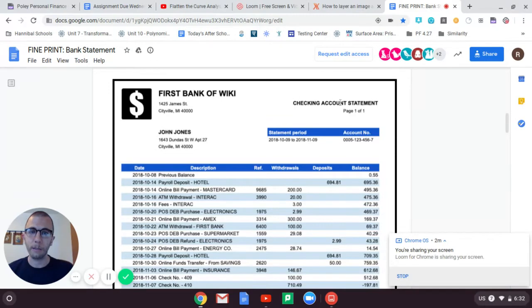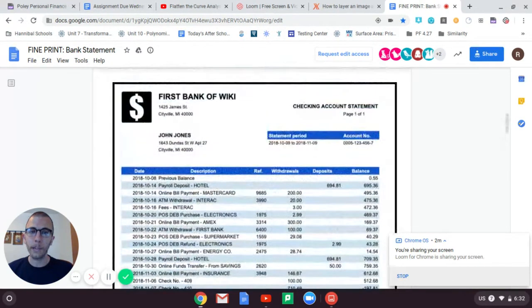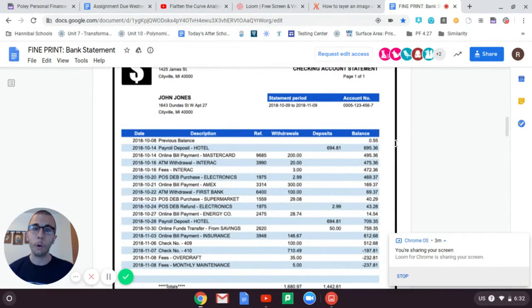Okay, it does say top right, it's the checking account statement. There's only one page to this statement, so it's not very lengthy, not too overwhelming. The statement period here, which remember the period is just how long, the length of time that this statement covers. So it says 2018 10/9, which would be October 9th, 2018, until 2018 11/09, November 9th, 2018. So that is a total of 1 month, right?